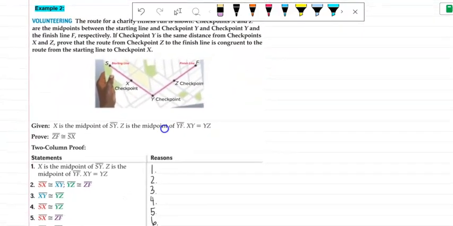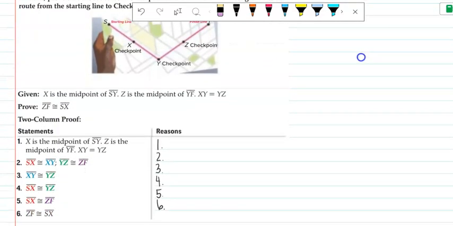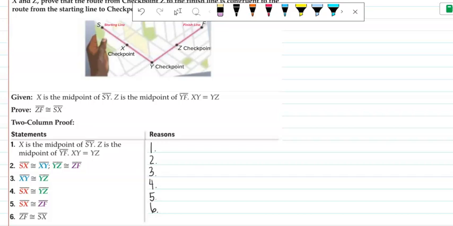So that big paragraph just explains what our given is and what we're asked to prove. Okay, so this time our given is that X is the midpoint of SY, Z is the midpoint of YF, and XY is equal to YZ. So remember, we always put our given first. The one thing too is that we cannot assume that we have a midpoint or a segment bisector of any kind unless we are told that.